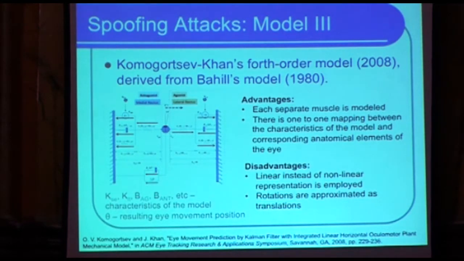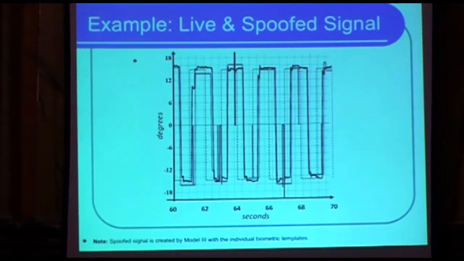However, there are still disadvantages. This is a linear model and not a non-linear model. And so this is a disadvantage when you start modeling saccades that are more than 50 degrees in amplitude. And here rotations are approximated as translations. So this also introduces errors for the very large saccades. But in terms of the linear models, this is one of the most accurate linear models of the oculomotor plant.